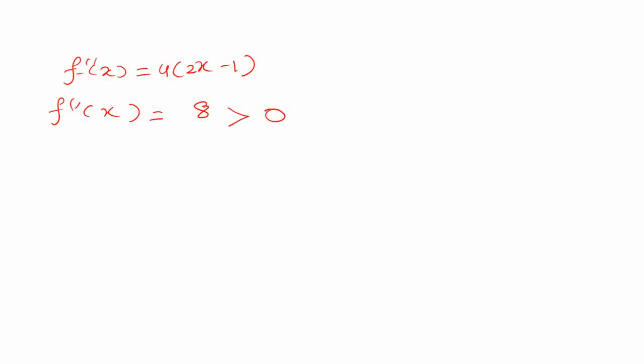Now f dash of x we got here is 4 times (2x minus 1). Okay, so we will find double order derivative. So 8 will be the answer. Coefficient of x is 8 and derivative of x will be 1. Now 8 is positive. To apply second order derivative test, we have to check whether the double order derivative is negative or positive after substituting critical value.